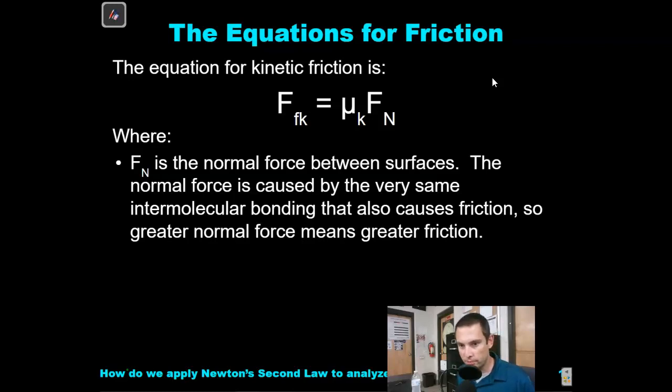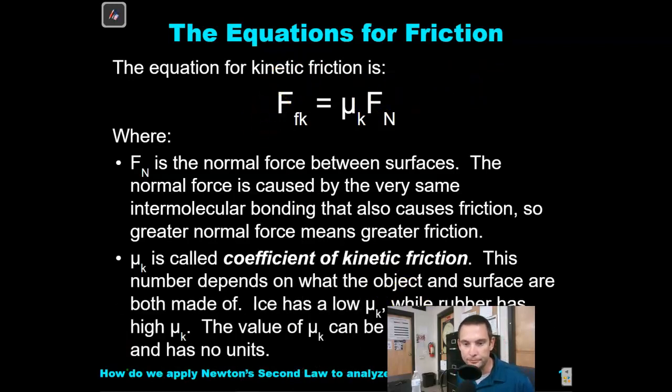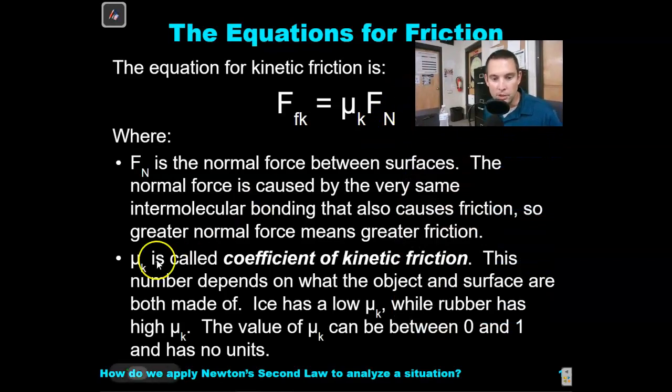Fn is the normal force between the surfaces. The normal force is caused by the very same intermolecular bonding that also causes friction. So the greater normal force you have, the greater the frictional force there will be. Mu k is called the coefficient of kinetic friction. This number depends on what the object and surface are both made of.